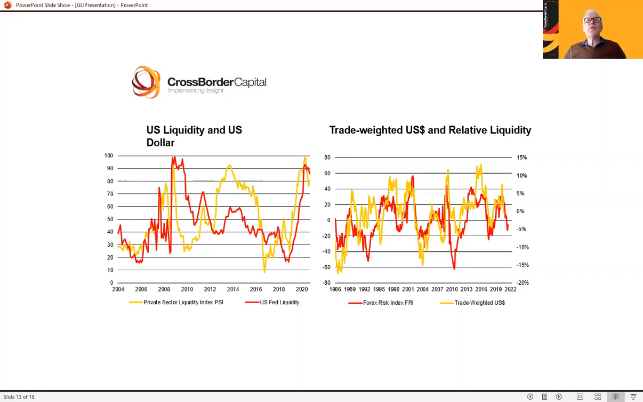And we plot that differential as the red line on the right-hand chart. And you will see it there being advanced by 12 months as a leading indicator and graphed on top of the trade-weighted dollar. Now, the trade-weighted dollar is shown here as percentage deviations from its trend. It is not a year-on-year change because that would be cheating in terms of this relationship. It's a contemporaneous displacement to show that actually the Forex risk index is a very good predictor of currencies going forward.